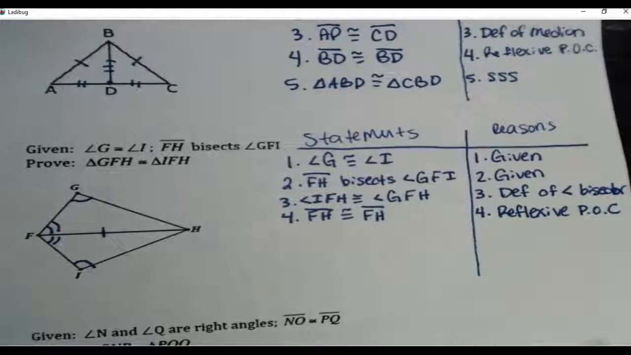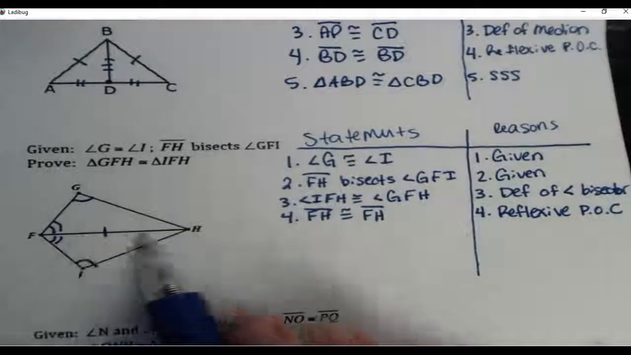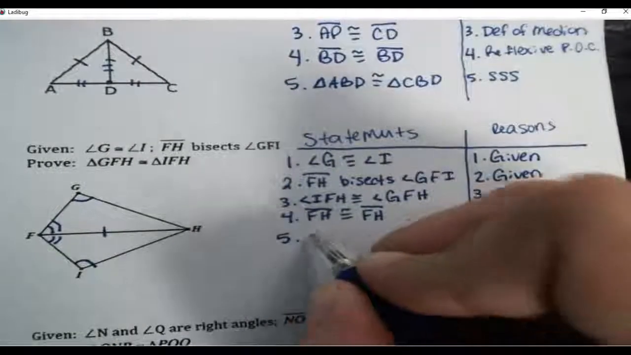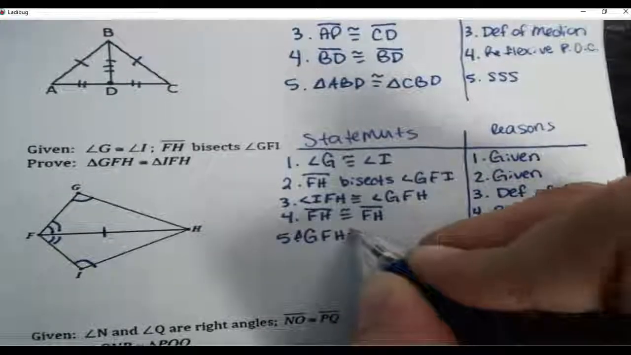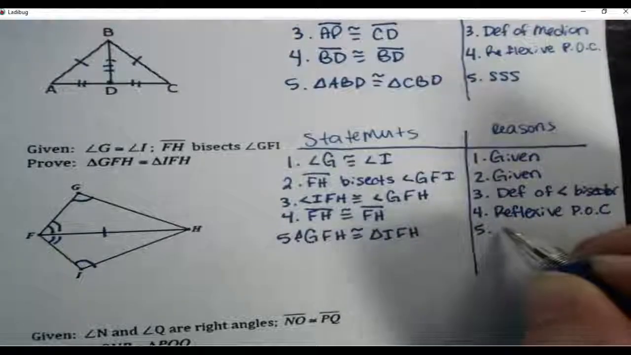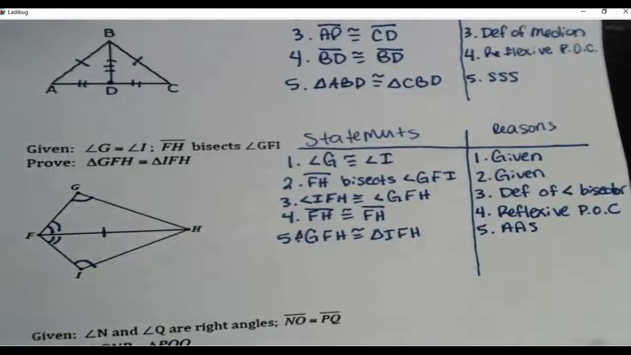Now, can I assume that my triangles are congruent? Yes. By what theorem? So we got an angle, and then we got an angle, and then we got a side. So angle, angle, side. Good. So triangle GFH is congruent to triangle IFH by angle, angle, side. Good, good, good. Any questions?